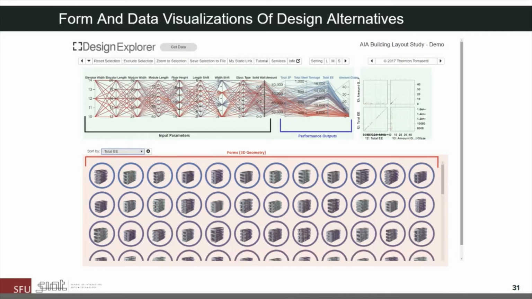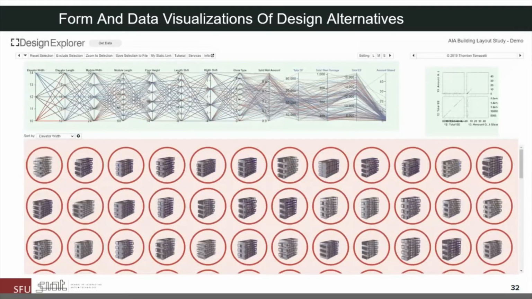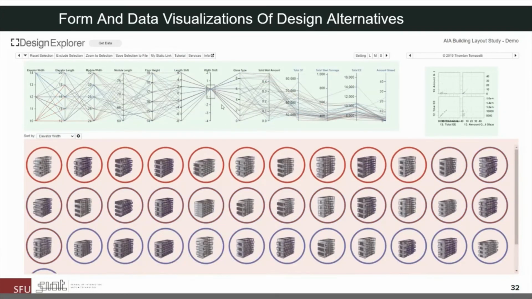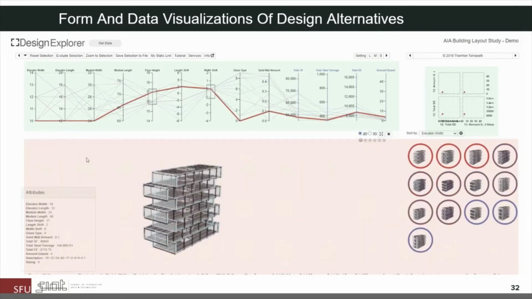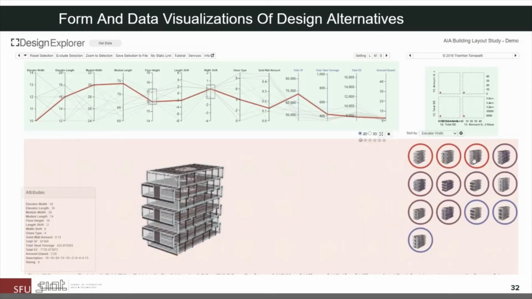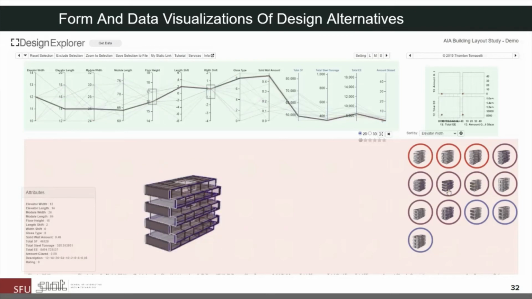First, we can distinguish both the form and data views. Then we can ask about the kind of interaction between them. How does one influence the other? So let's look at it in action first. You can see that the parallel coordinates plot is used to filter the visuals at the bottom. And then we can also inspect a single alternative by clicking on its visual, which then highlights that alternative in the other views.